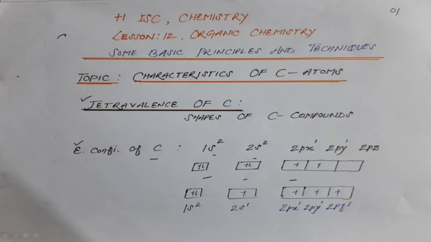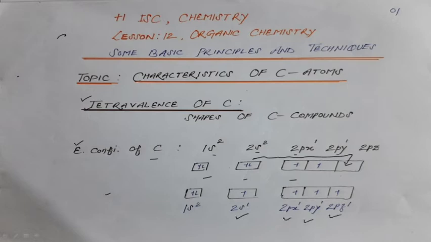The energy difference between 2s and 2px, 2py, 2pz is small. So that's why one electron from 2s will transit, or be excited, into the vacant 2pz orbital and make a total of four unpaired electrons: 2s1, 2px1, 2py1, 2pz1.